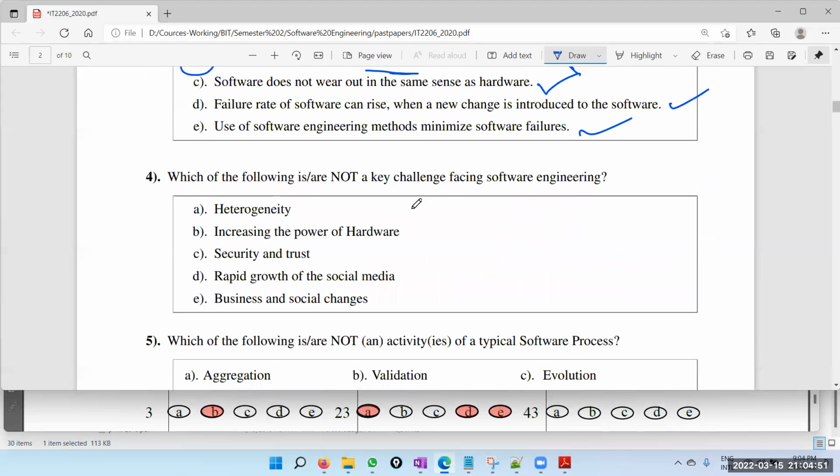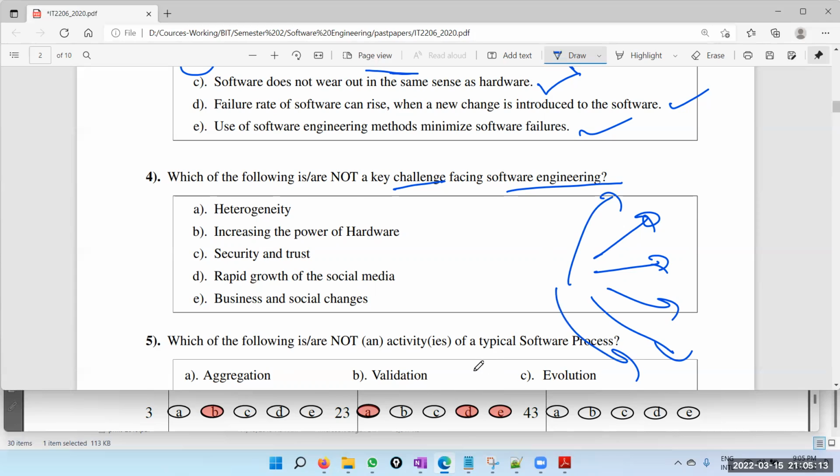Fourth one. Which of the following is/are not a key challenge facing software engineering? Heterogeneity. It's a challenge, right? We discussed that. Heterogeneity means software engineers need a multitude of skills, right? Technical skills, business skills, conceptual skills, problem solving skills, critical thinking skills, logical thinking skills. And when it comes to technology, the database, UI development, integration, so many analysis, design. Heterogeneity is a key challenge.